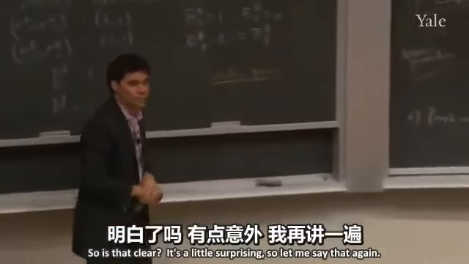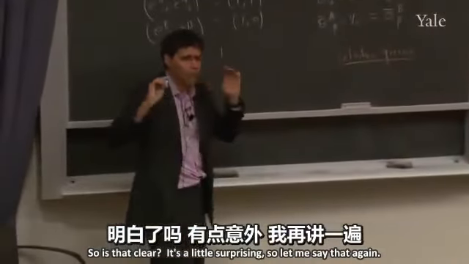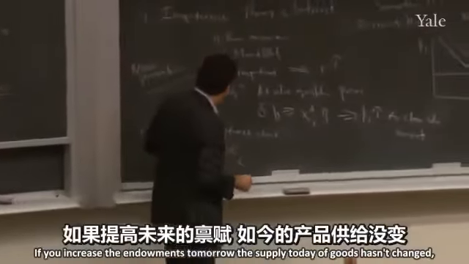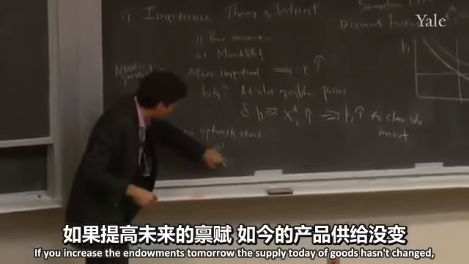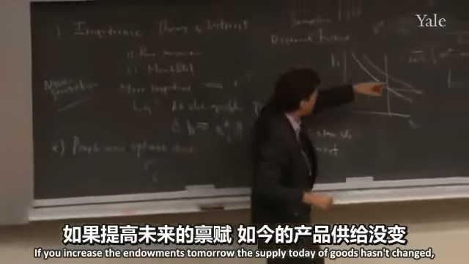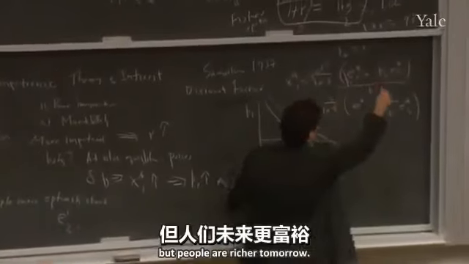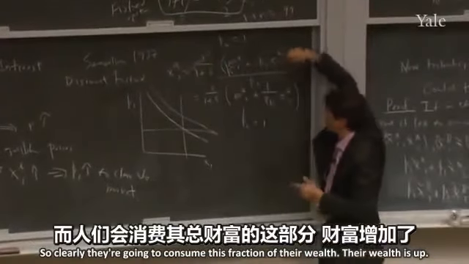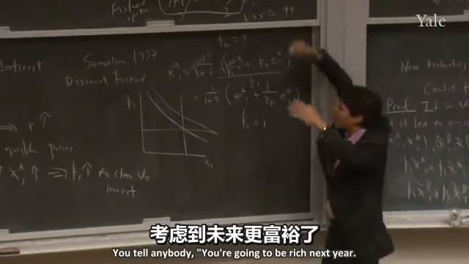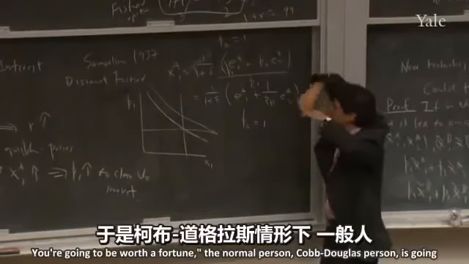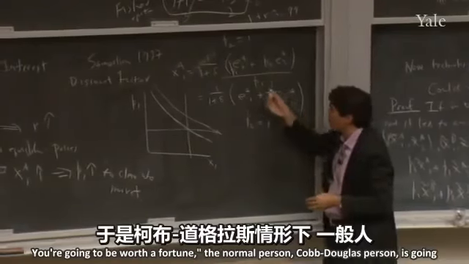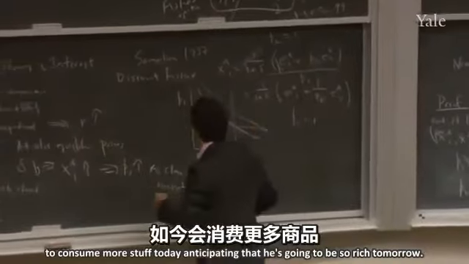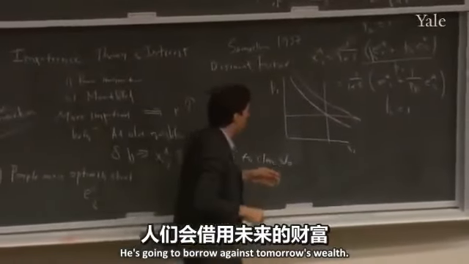Okay, so is that clear? It's a little surprising, okay? But let me say that again. If you increase the endowments tomorrow, the supply today of goods hasn't changed, but people are richer tomorrow. So clearly they're going to consume this fraction of their wealth. Their wealth is up. You tell anybody, you're going to be rich, next year you're going to be worth a fortune. The normal Cobb-Douglas person is going to consume more stuff today, anticipating he's going to be so rich tomorrow. He's going to borrow against tomorrow's wealth.